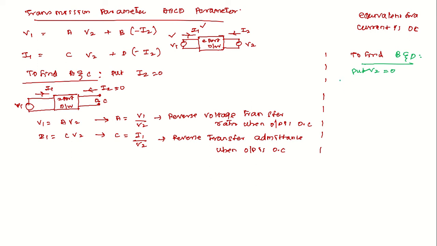Here I2 equal to 0 means the output side is open circuited, whereas here the output side is short circuited. Now the network is called a two port network.